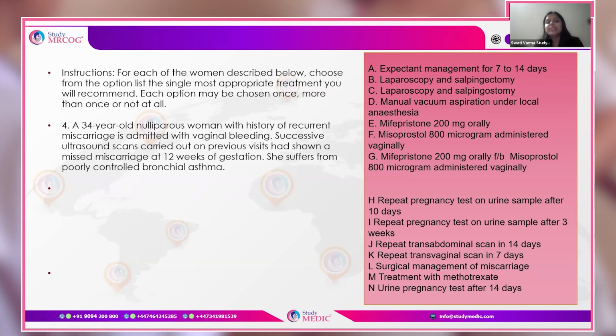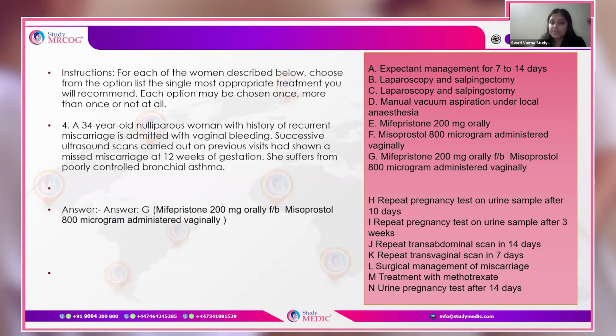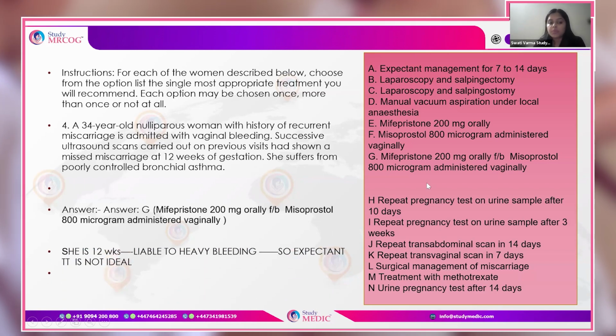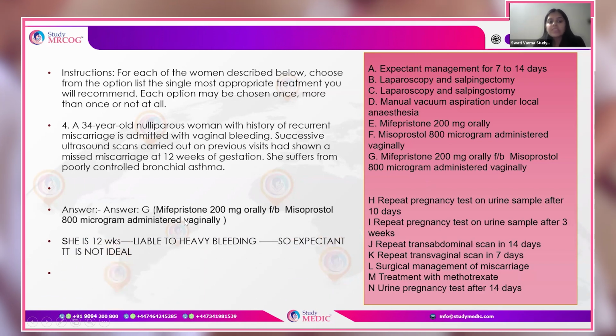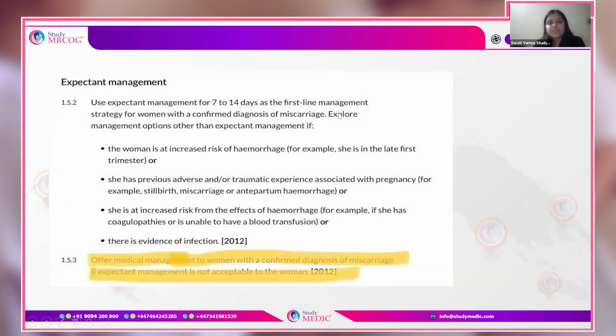Expectant would be first line if she was less than 10 weeks. She is 12 weeks, so expectant will not be very safe for her in view of her high risk of bleeding. So the correct answer is medical management, and that again is MIFI followed by meso. She is 12 weeks, liable to heavy bleeding, so expectant treatment is not ideal.